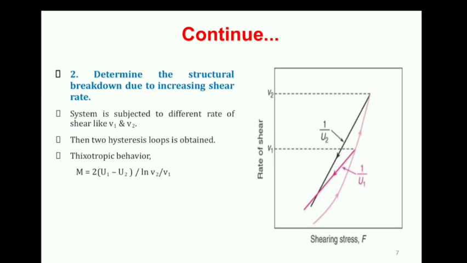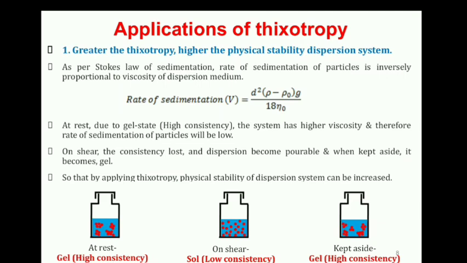The thixotropic behavior by this second method can be determined by the equation M equals 2 times (U1 minus U2) divided by the natural log of V2 upon V1. In this equation, U1 and U2 are the plastic viscosity, and V1 and V2 are the different rates of shear. What are the applications?